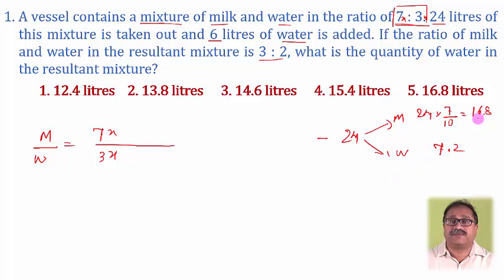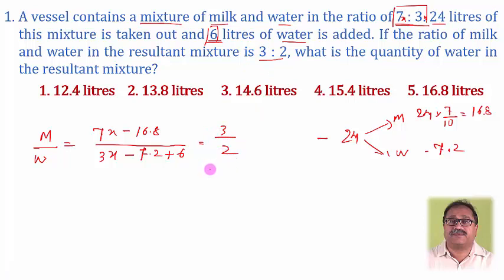In either case, I get this as 7.2. So let's subtract this from the original milk, which is 7x. So 7x minus 16.8, and the water 3x minus 7.2. If you add up this 16.8 plus 7.2, you find that it's 24 liters. Now one additional activity has taken place. 6 liters of water is added. So I will add the water 6 liters here, and then it becomes in the ratio of 3:2.